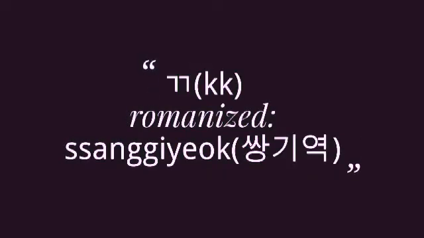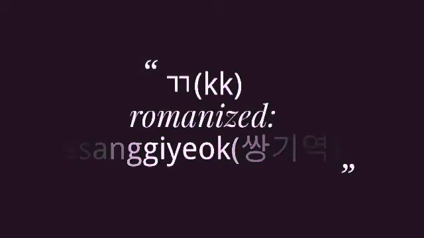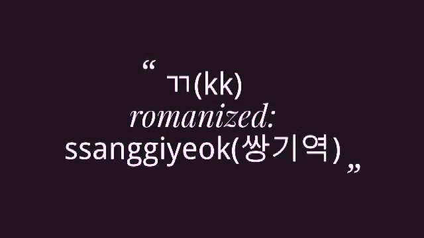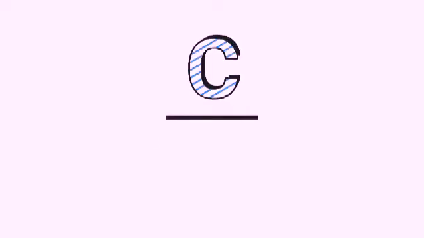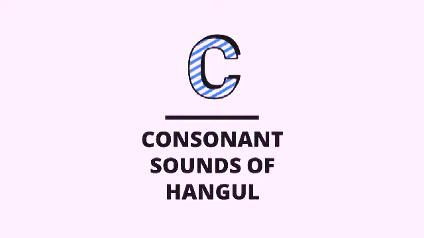Sang Giok. This is the same as double giok or double K sound. Here is the summary of the double consonant discussed on this video. Sang giok, sang dikut, sang biut, sang siut, sang jiut. And with that, you just learned the consonant sounds of Hangul. Congratulations!